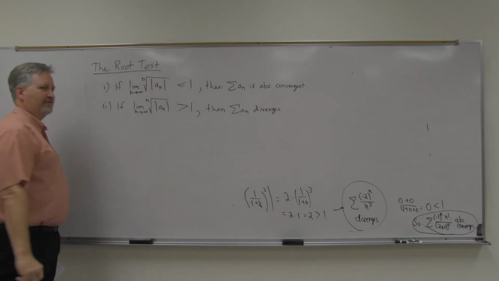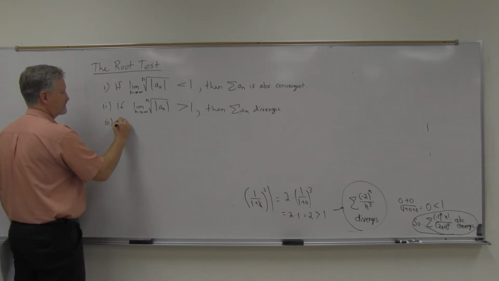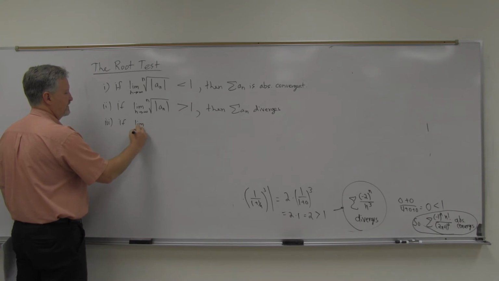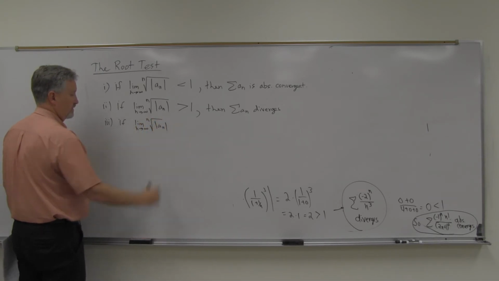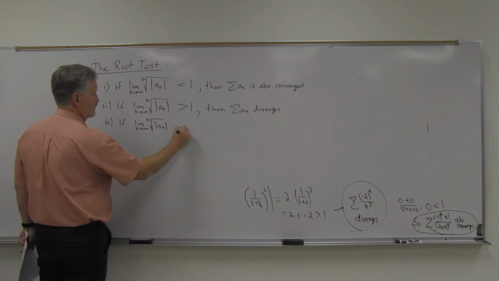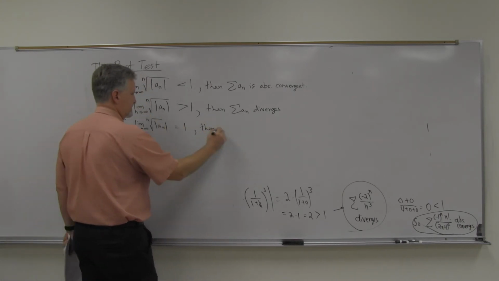Probably guess then part 3: if the limit as n goes to infinity of the nth root of the absolute value of a sub n equals 1, then the test is inconclusive.